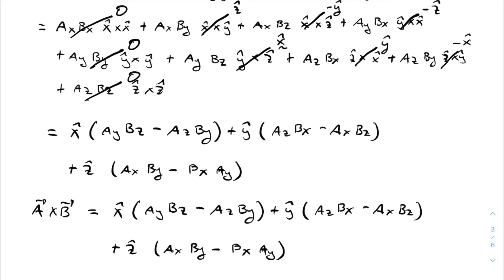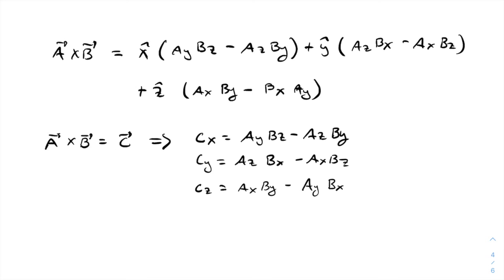Therefore, the cross product of A times B in terms of components is, in the X direction, AY times BZ minus AZ times BY, plus in the Y direction AZ times BX minus AX times BZ, plus in the Z direction AX times BY minus AY times BX. Since the cross product of A times B gives us another resultant vector called C, we can find the components of this vector using the equations that we found above.